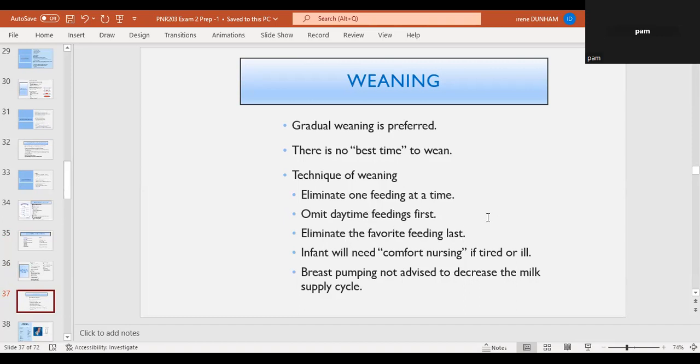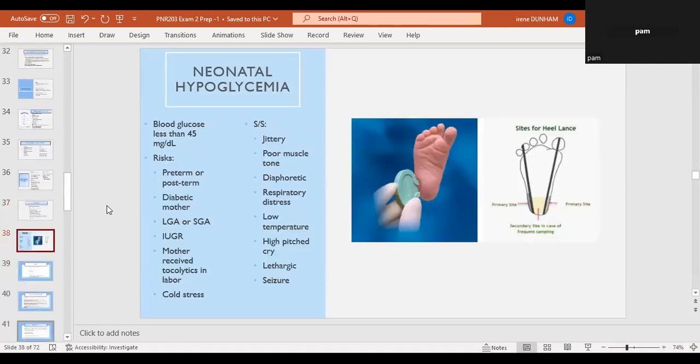Okay, does that make sense? And then infants will need comfort nursing if they're tired or ill. Sometimes if they get too tired and they just want mom, then they need that. All right, and remember something, breast pumping the breast is not advised to decrease the milk supply. No, because when you pump, you're stimulating the breast to do what? To make more. Okay.